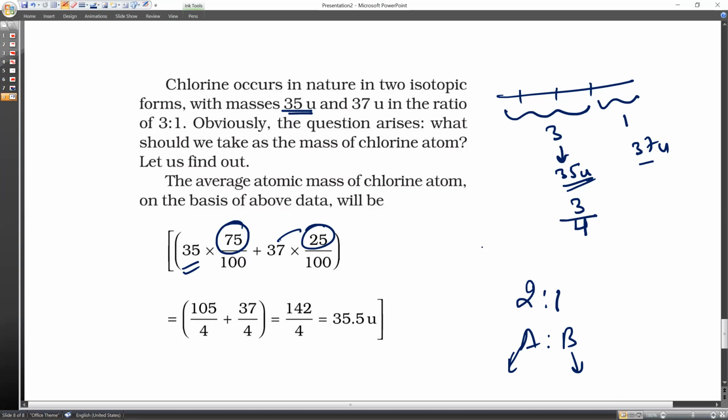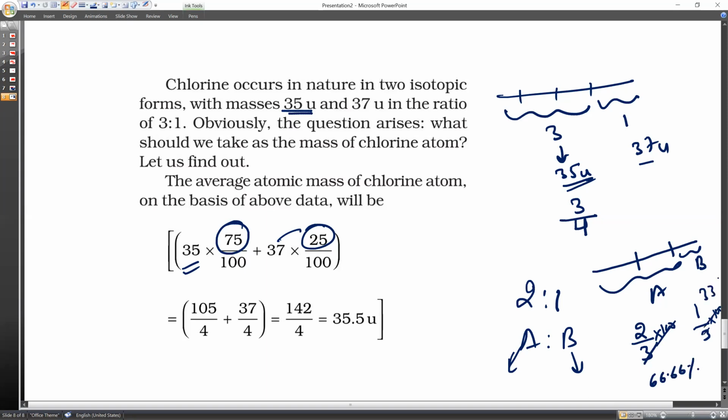So what does it mean? If we have a total of 3 parts, 1, 2, 3, then 2 parts are of A and 1 part is of B. So we can make the fractions: out of 3 parts, 2 parts are of A, and out of 3 parts, 1 part is of B. If we multiply each by 100, you will get the percentage. When you divide it, you will get 66.66% for this one, and 33% for this one.